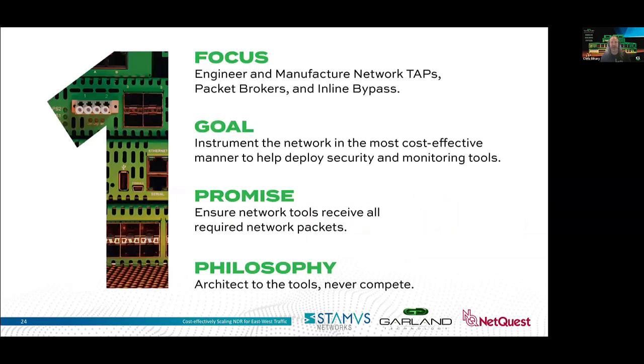So if you're not familiar with Garland, this is our core focus. We focus on network taps, data diodes, packet brokers, bypass taps. And our goal is really simple: we want to be able to instrument the network in a very cost-effective way where you can get all the packet level traffic to your tools. We don't make performance monitoring software. We don't make network monitoring software. This is why it's really important for Garland that we team up with companies like NetQuest and Stamus, so we can help provide the infrastructure for them to do their jobs to be able to get this traffic.